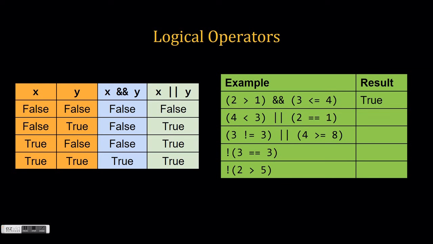And then we do the same thing with the next example. We ask, is 4 less than 3? And we know that it is not. Therefore, the expression on the left hand side evaluates to false. Then we go to the right hand side and ask, is 2 equal to 1? And we know that it's not. So we move to the table, and we see that the x in this example is false, and we see that the y in this example is false. And we know that when we OR false and false, the overall expression is false.